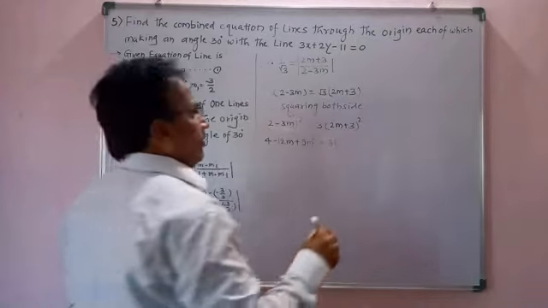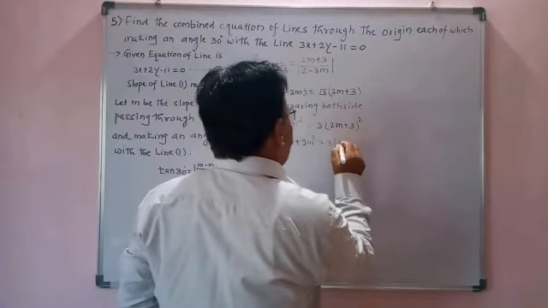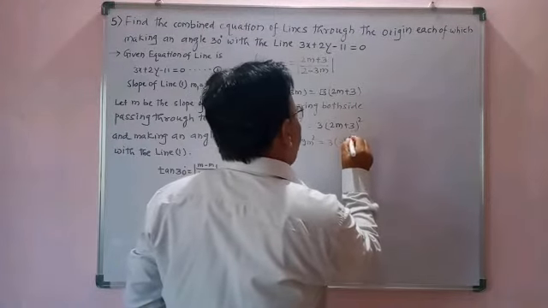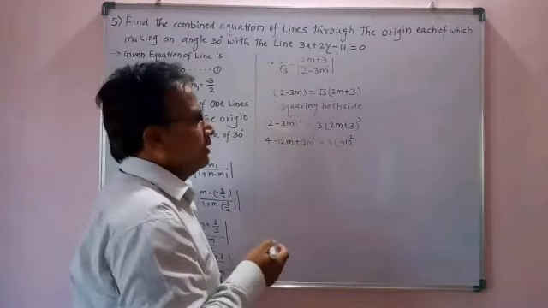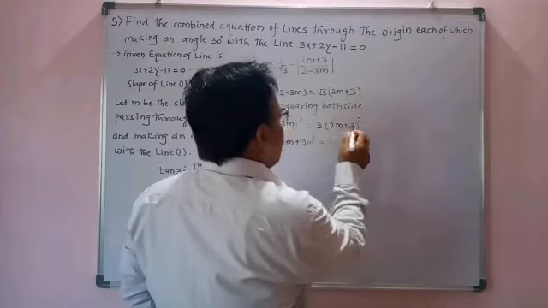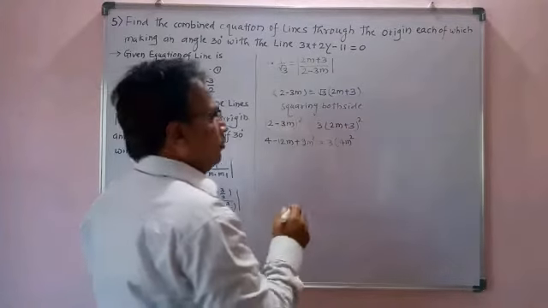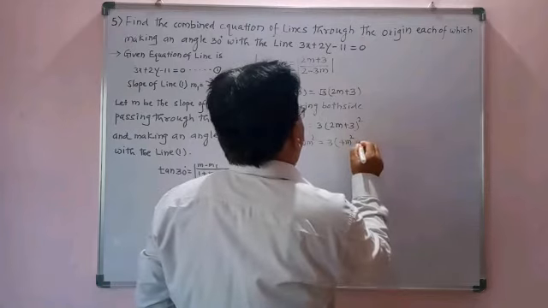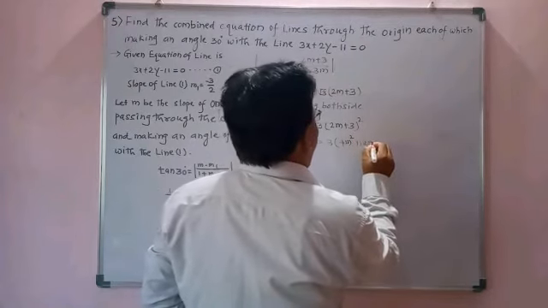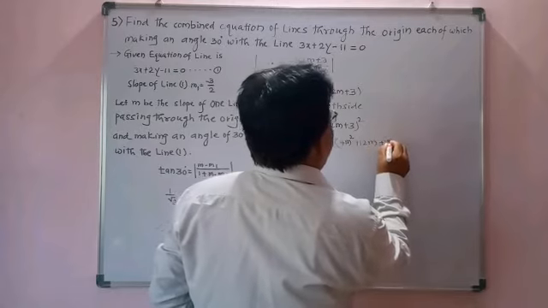2m plus 3 bracket square. This is the first term square: 2m square means 4m square, since 2 square is 4 and m square is m square. Multiplication of first into second: 2m into 3 is 6m, twice of 6m is 12m, and 3 square is 9.